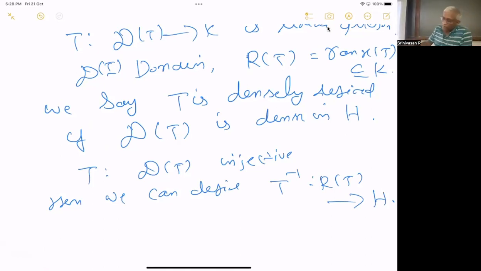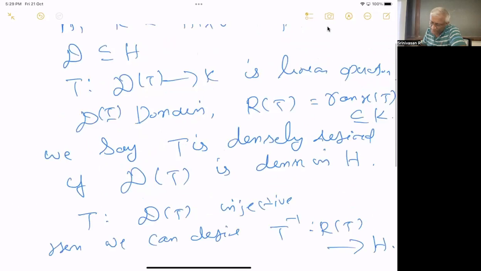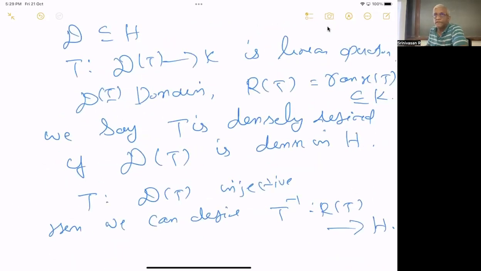But it is important, since we are talking about densely defined operators and all that, the information about H, where it is contained in, is very important. It may not be dense in a bigger space, and then we cannot do it, because we are going to deal with adjoints and other things. So the information about H and K is also important. Here D of T is any subspace. The domain is a subspace. If it is dense, we call it densely defined. That's all; we have made only this definition.